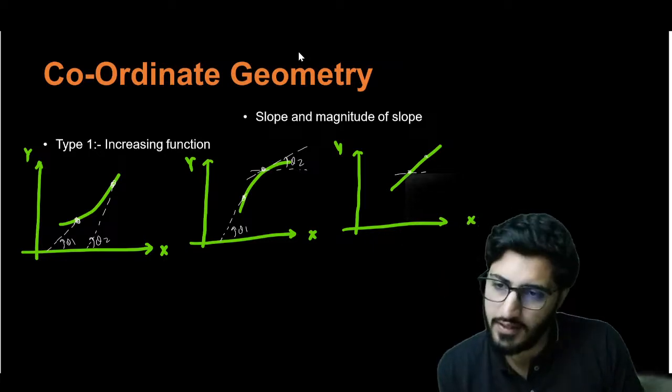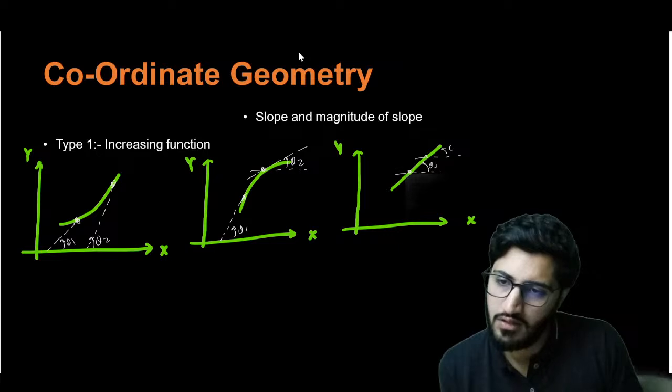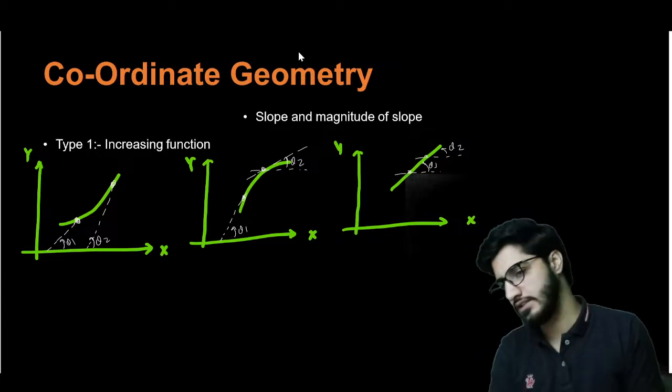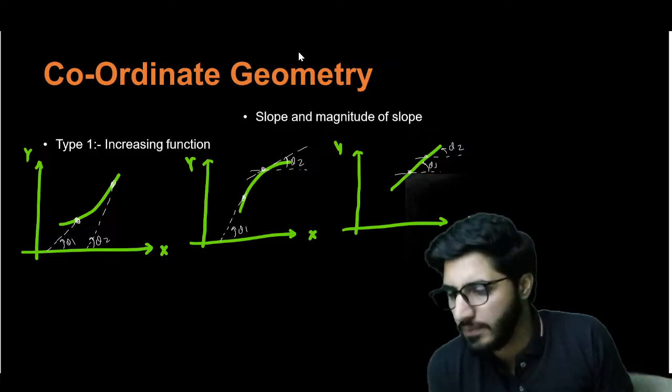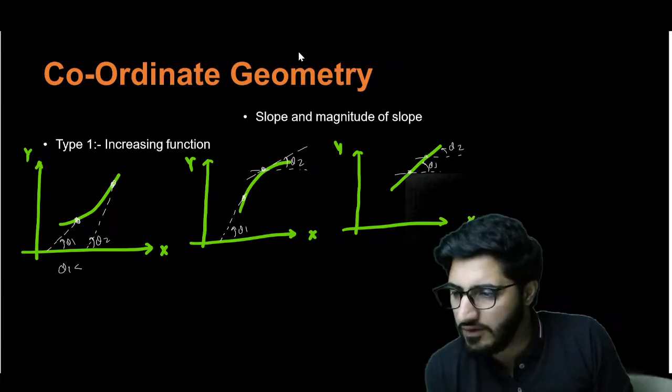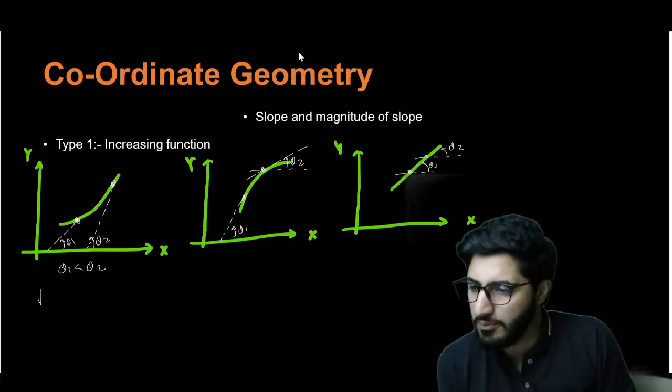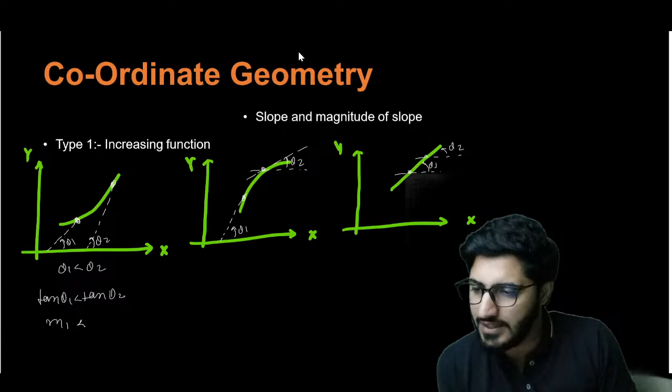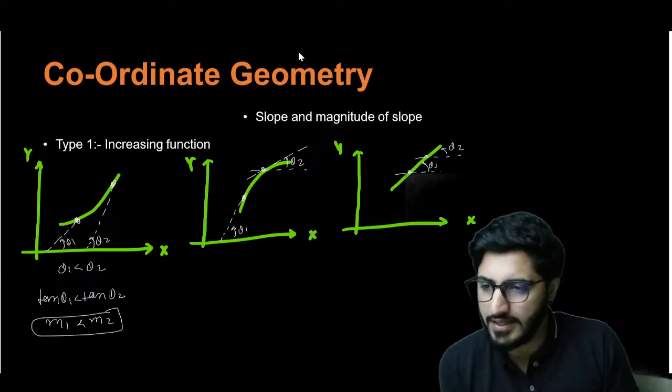Okay, now theta 1, theta 2. As you can see here, now the theta is increasing. So you can write that theta 1 is less than theta 2. Now my tan theta 1 is less than tan theta 2. So you can say my slope m1 is less than slope m2. First case.